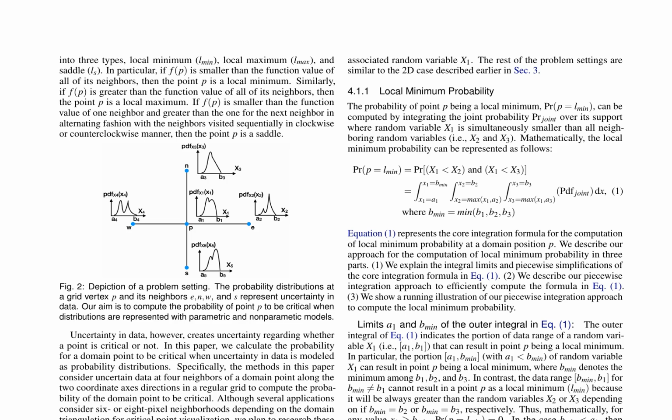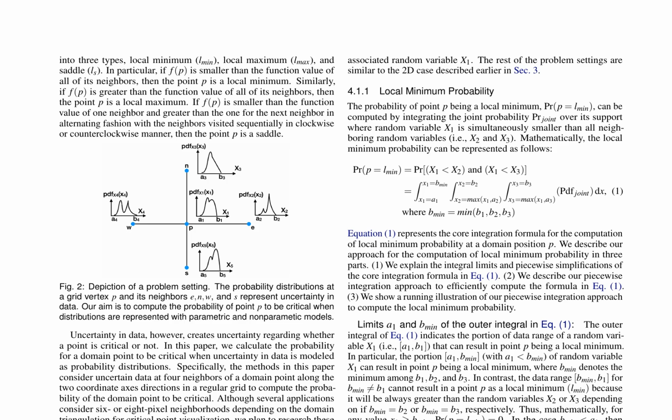The objective is to compute the probability of a domain point being critical when uncertainty in data is modeled as parametric or nonparametric noise distributions. The authors focus on a regular grid, considering 4 neighbors of a domain point along the 2 coordinate axes directions. Assuming independent noise models with noise distributions over a finite support, they acknowledge the ramifications of these assumptions in subsequent sections.